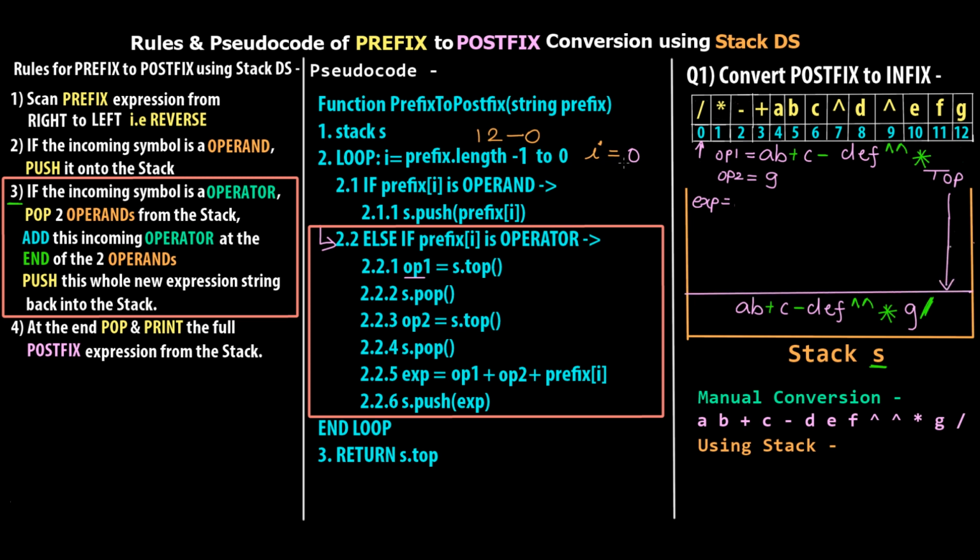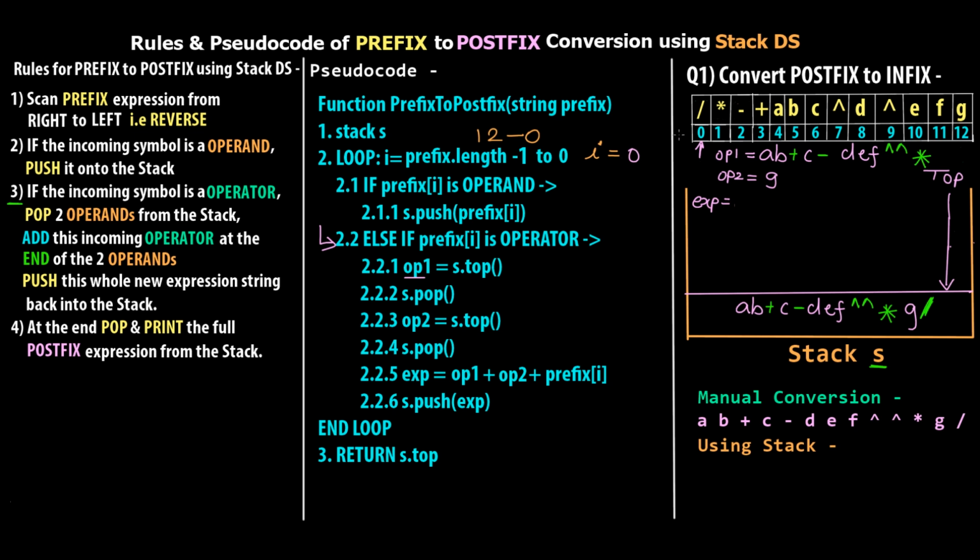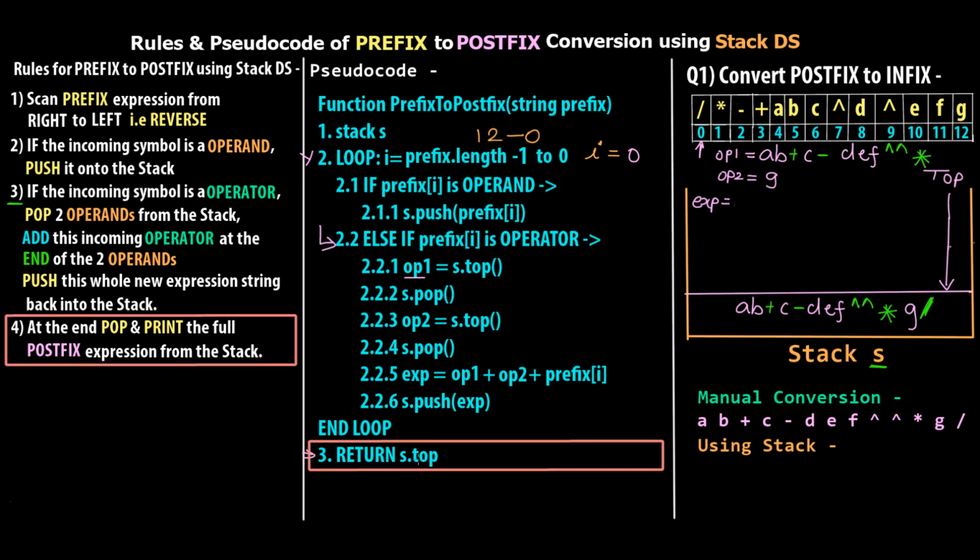Okay, so after this I is 0. After this we don't have any other symbol to iterate, so obviously this loop will break and we will come outside this loop, and the last instruction is return the top of the stack. So what is the top of the stack? If you observe, this is this entire postfix string, and this, my friends, is actually the final answer.